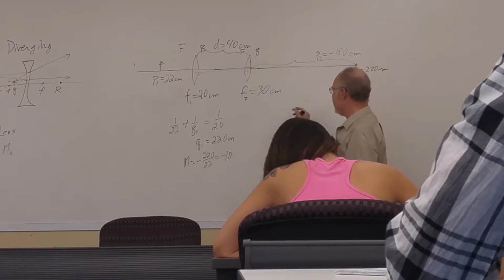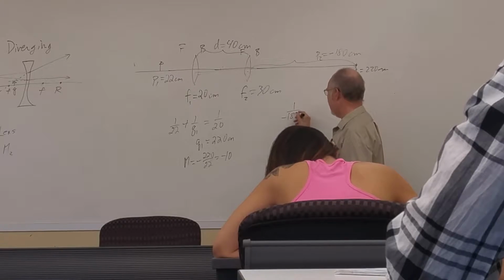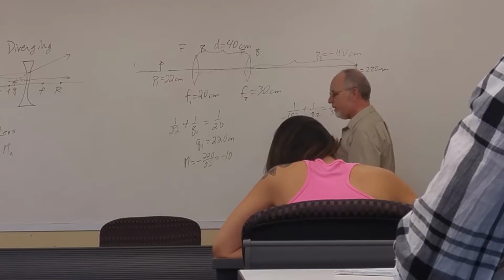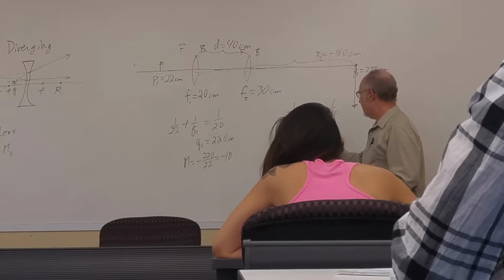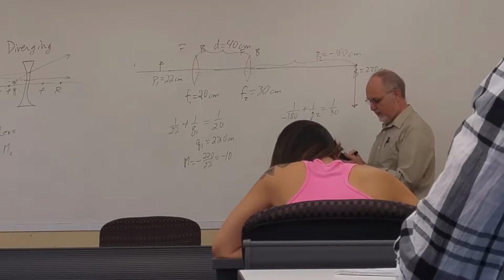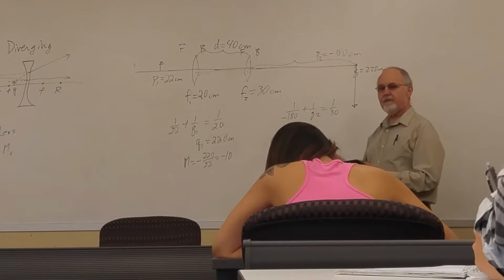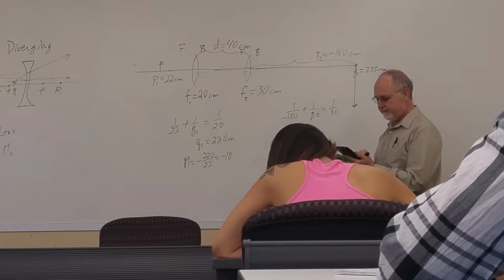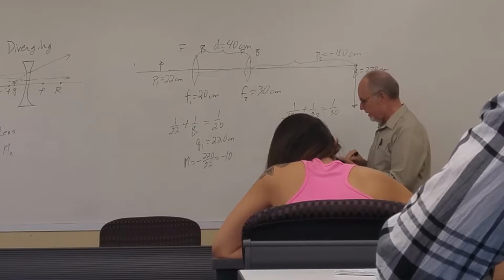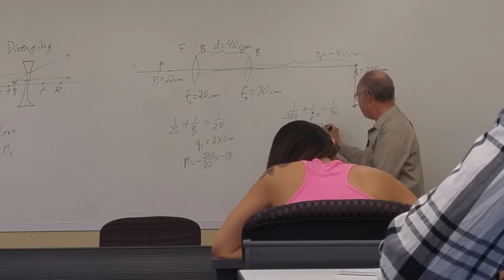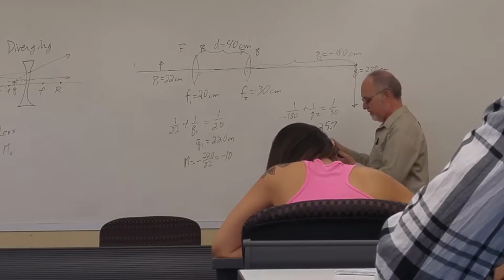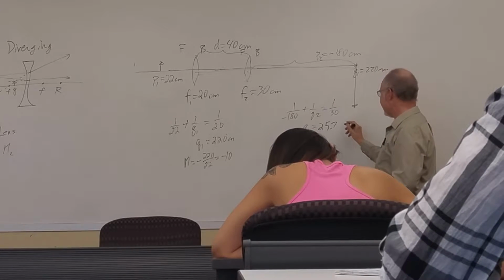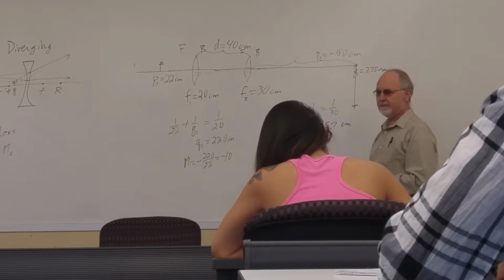And so now I can go through my equation again and say 1 over negative 180 plus 1 over Q2 is equal to 1 over 30 for the second lens. I want to solve that for Q2, so I've got 1 divided by 30, subtract 1 divided by negative 180, so that's like plus 1 over 180. Take the reciprocal, and my Q2 then is positive 25.7... It's some fraction of 7. I recognize that anyway. That's rounded off.